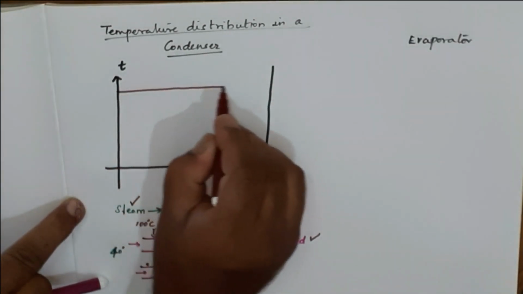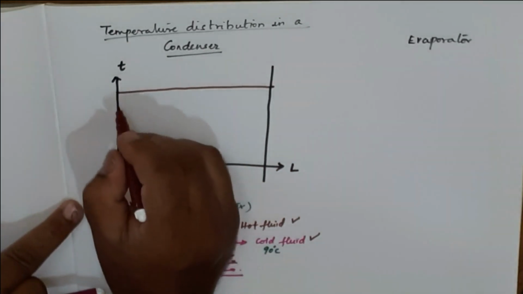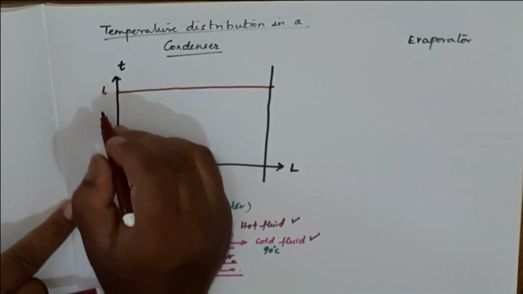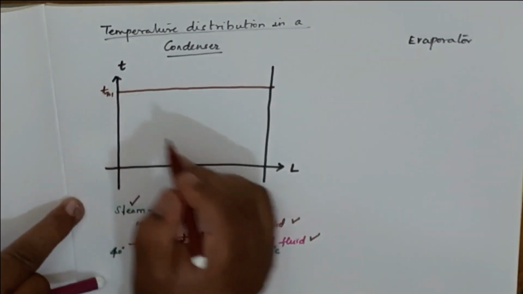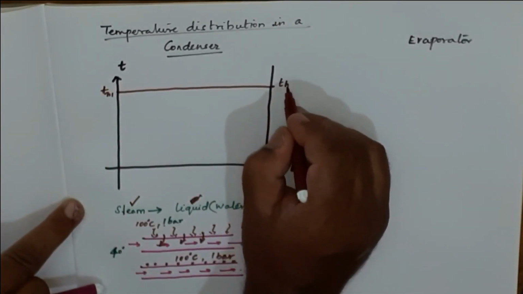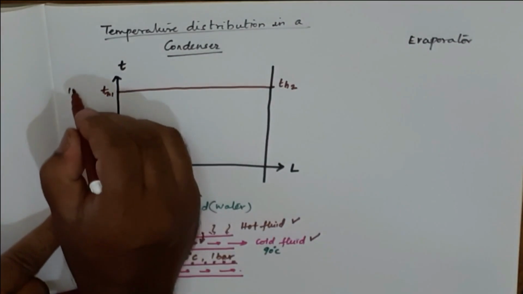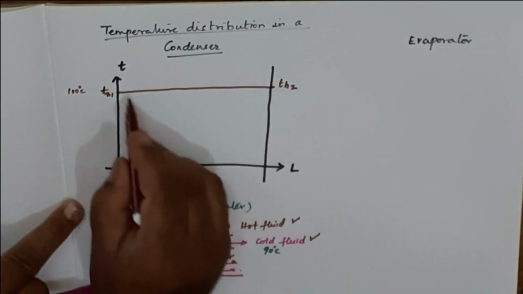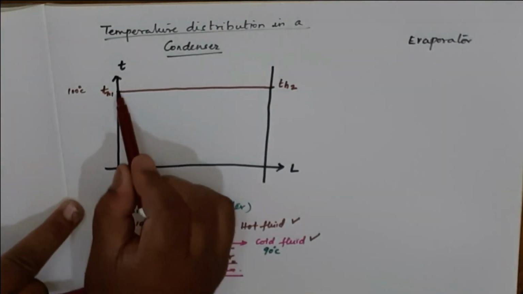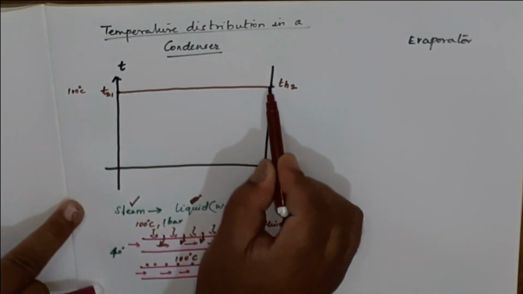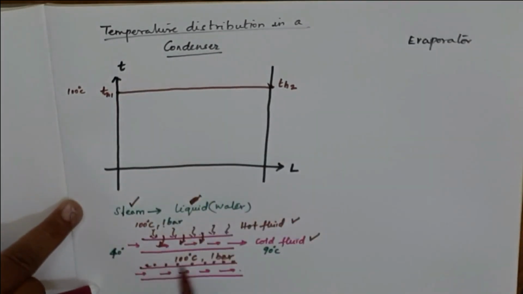So I'm drawing a straight line. This is temperature, the temperature of the hot fluid. So TH1 at the inlet and when it comes out, TH2 is the same. For example, if it is 100 degrees, it will come out as 100. What is the condition here? The condition here is 100 degrees Celsius steam. As the heat transfers along the pipe, it will become 100 degrees Celsius condensed water gradually.